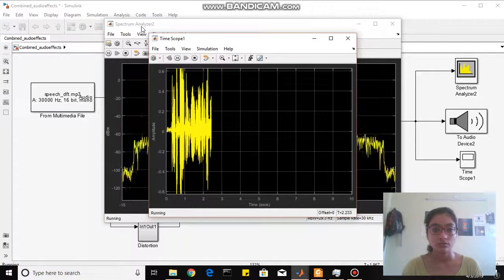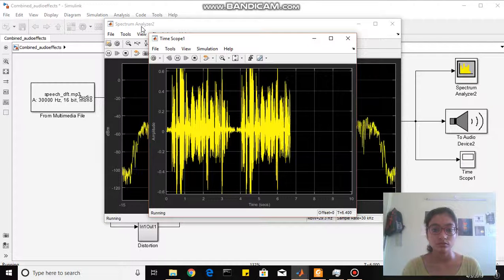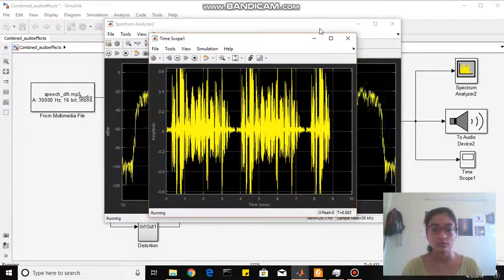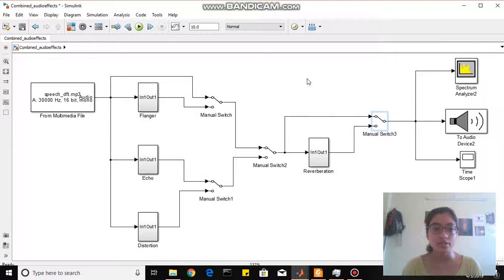The discrete Fourier transform of a real-valued signal is conjugate symmetric. The discrete Fourier transform of a real-valued signal is conjugate symmetric. The discrete Fourier transform. This is how the original signal must sound like.